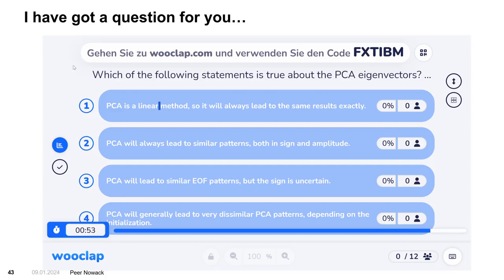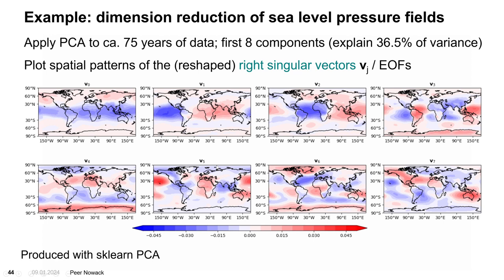I try to point in the direction, could it be because of the linear method, that you will always get the same results? But the truth is, most of these methods will solve it numerically, which already can lead to some differences. But the key difference is actually, I will just stop this, we don't have to run this to the end. The key difference is that what you do in PCA is not uniquely defined in terms of the sign of the component.